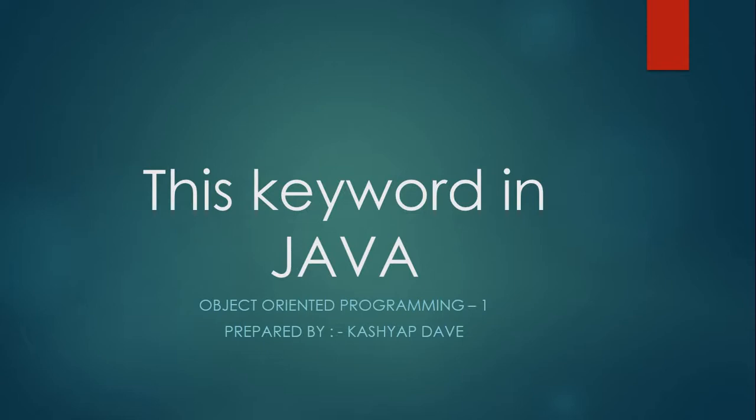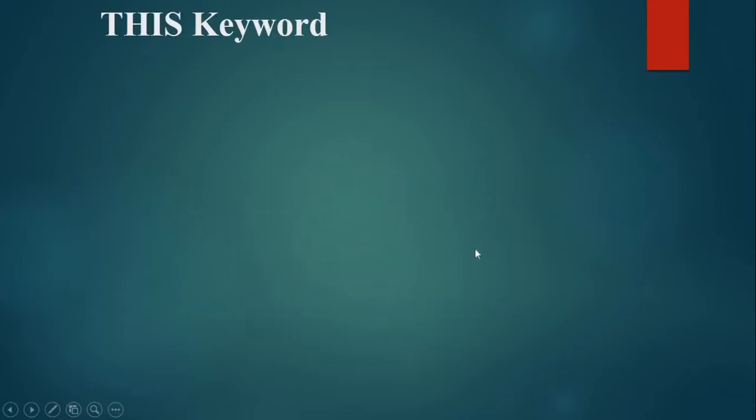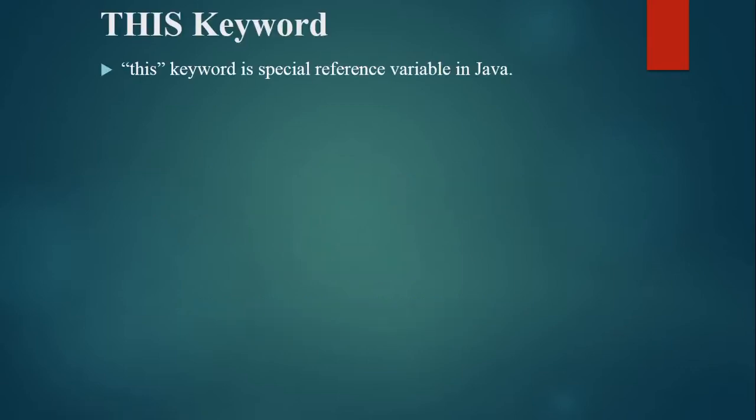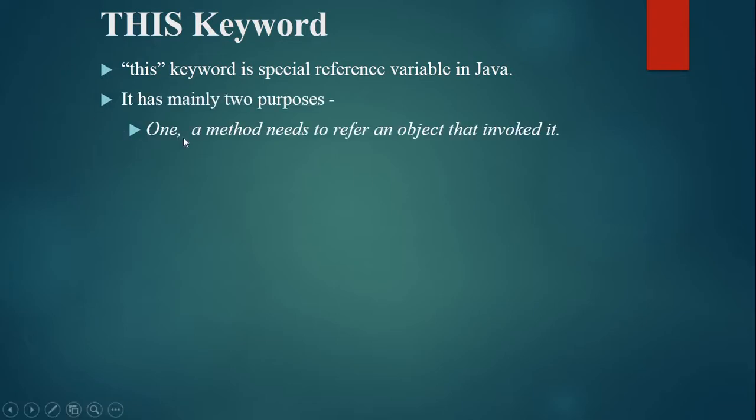In today's video lecture, we are going to discuss the this keyword. This keyword is a special reference variable in Java. We can use it in two ways. First, if a method needs to refer to the object that invoked it, meaning if we are invoking some method using some object and that object has different values of that class, then we can use this keyword.